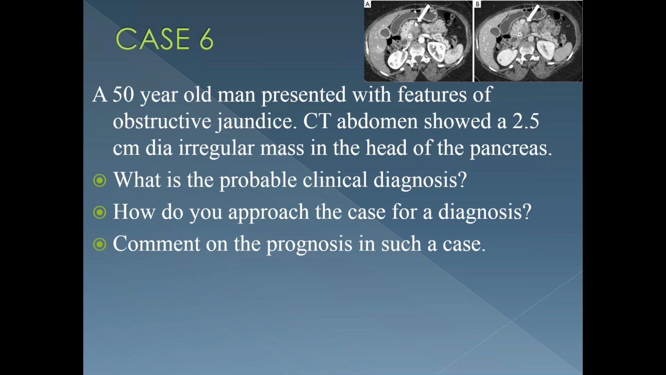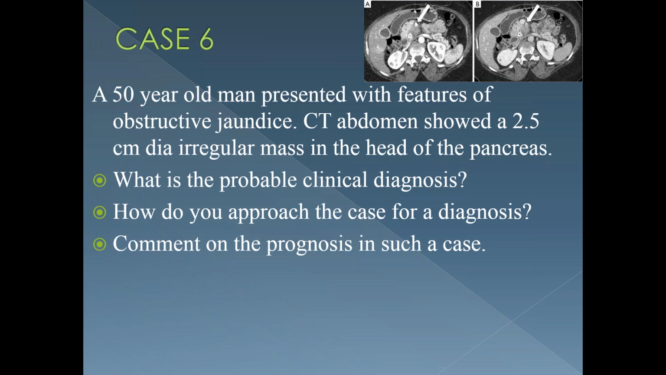A 50-year-old man presented with features of obstructive jaundice. CT abdomen showed a 2.5 centimeter diameter irregular mass in the head of pancreas, and the CT images are shown alongside. What is the probable clinical diagnosis? How do you approach the case for a diagnosis? And comment on the prognosis in such a case. That's all for case 6. This is a case of pancreatic cancer in the head of pancreas.